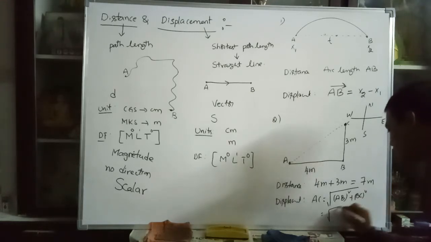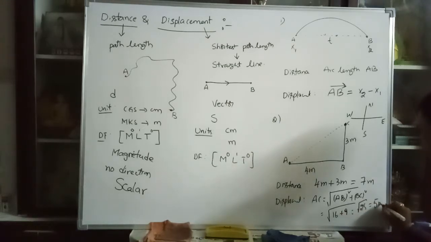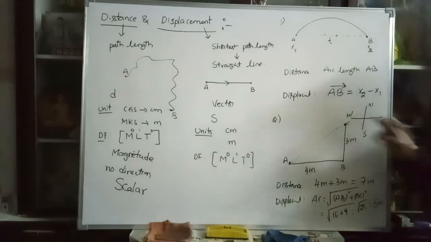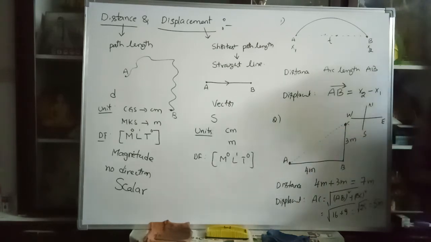Here the AB value is 4, 4 fours are 16. The BC value is 3, 3 threes are 9. Root 25 is nothing but 5 meter. So according to the second application, distance is 7 meter and displacement is 5 meter. From this application, we conclude that distance is always greater than the displacement.